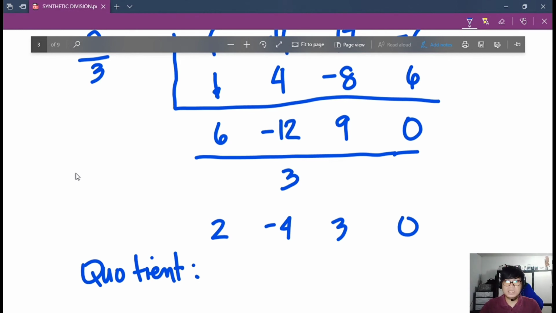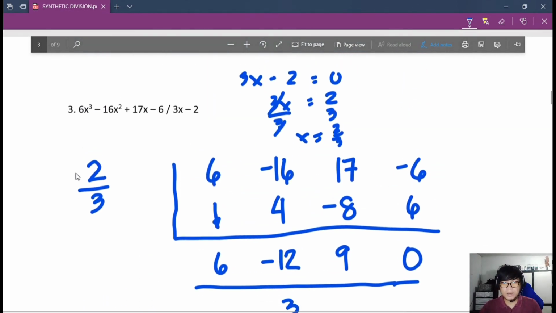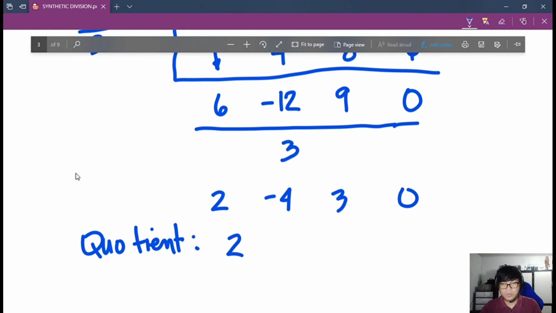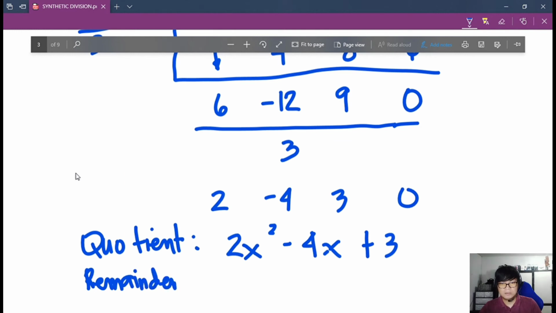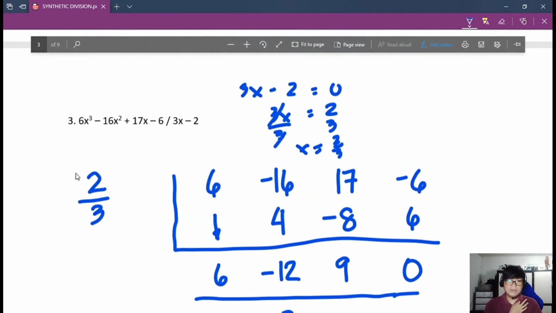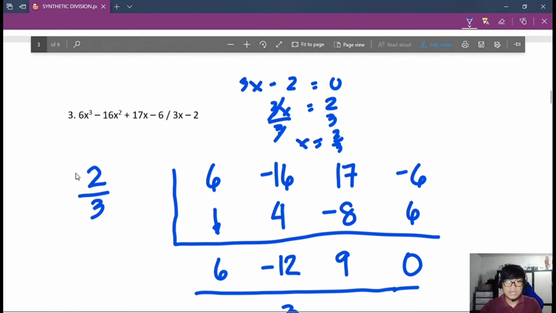So ang magiging sagot natin, quotient, is, ano ba yung degree ng ating 3? So x squared yung isusupply natin. So 2x squared minus 4x plus 3. The remainder, zero. Okay, sige. Sagutan natin siya using long division, kung i-compare natin kung the same ba yung ating answer sa synthetic division and also with the long division.